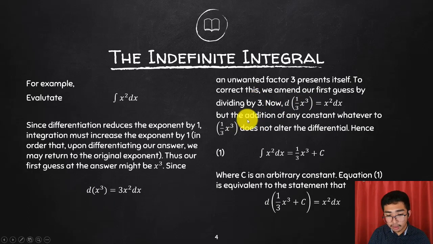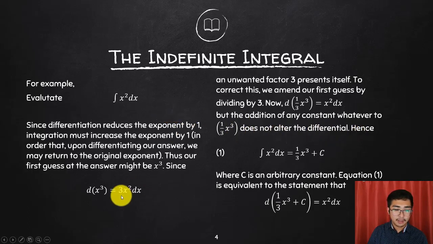But if we derive 1/3 x cubed, that is 1/3 multiplied by 3 times x raised to 3 minus 1. So 3 times 1/3 cancels out. It only leaves you with x squared dx. So that is now the integral of the function, meaning the integral of x squared dx is in fact 1/3 x cubed. Now there's a statement here that says the addition of any constant, whatever, to 1/3 x cubed does not alter the differential.